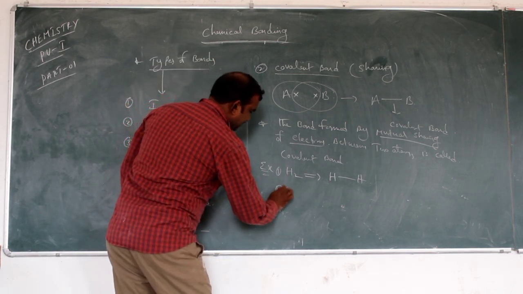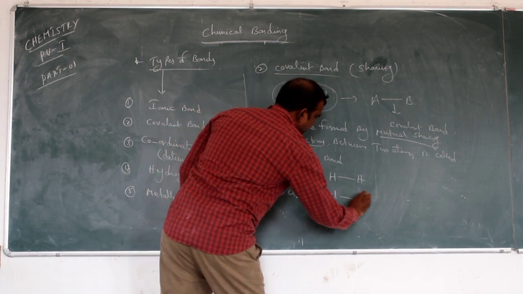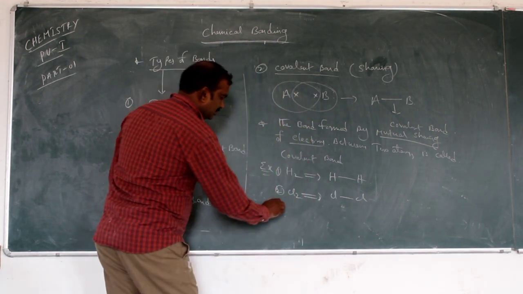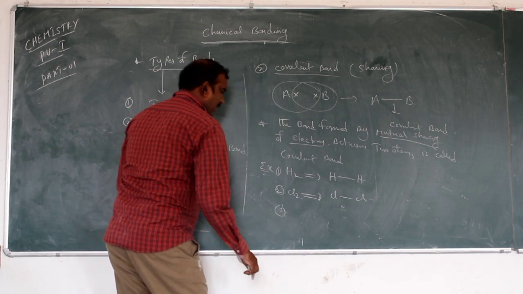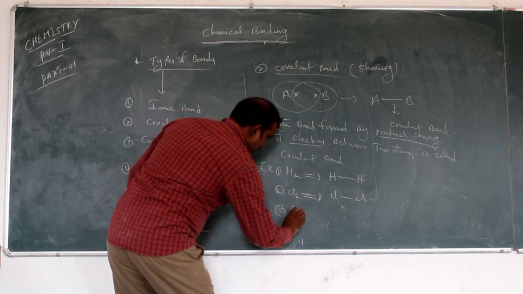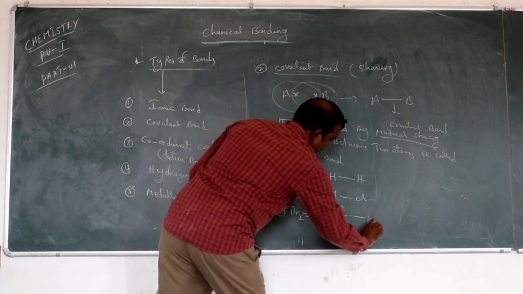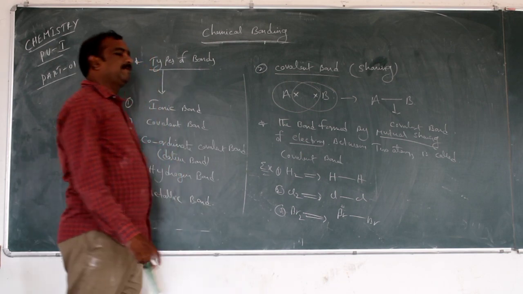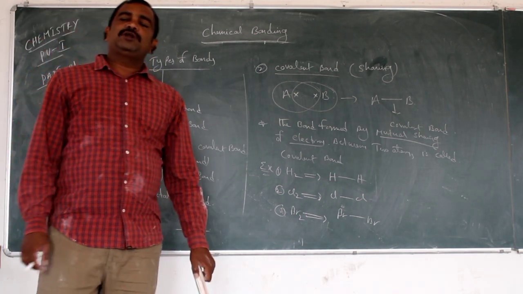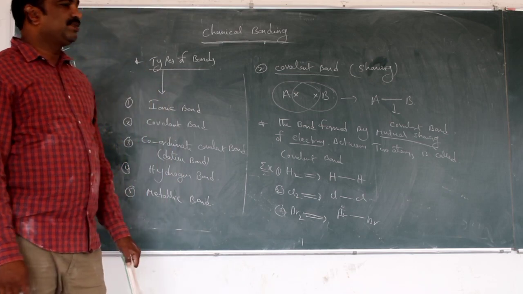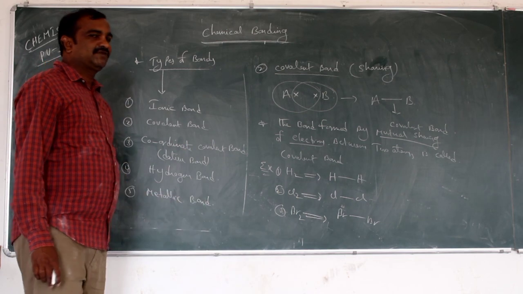And the second one, Cl2, Cl and Cl. Br2, Br and Br. So these are the examples of covalent bonds. A covalent bond is nothing but mutual sharing of electrons by two atoms. So take a screenshot for notes.